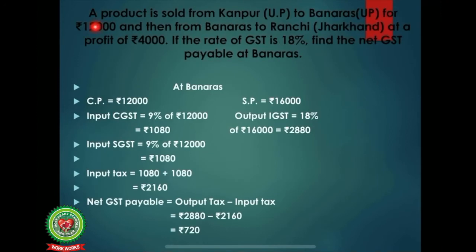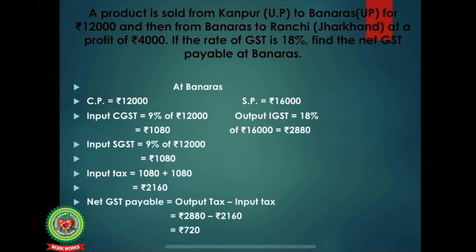The next example is a product is sold from Kanpur, UP to Banaras, UP for 12,000, and then from Banaras to Ranchi, which is in Jharkhand, at a profit of rupees 4,000. If the rate of GST is 18%, find the net GST payable at Banaras.